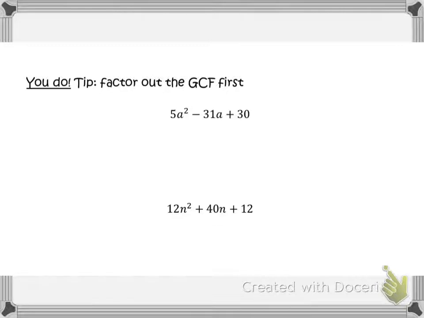None of these you can't take out a GCF, so we'll just do factors of the first term, factors of 5, so that's going to be 5 and 1. Right, because I need it at the end to multiply to 5a squared. Okay, so I have 5 and 1. And then factors of 30. Factors of 30, I have 15 and 2.